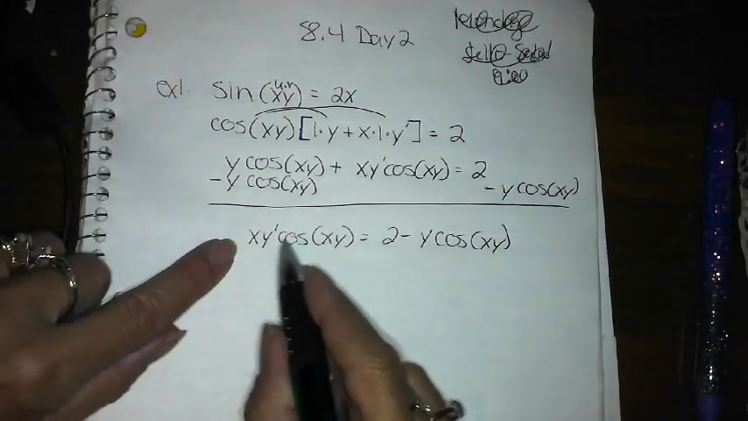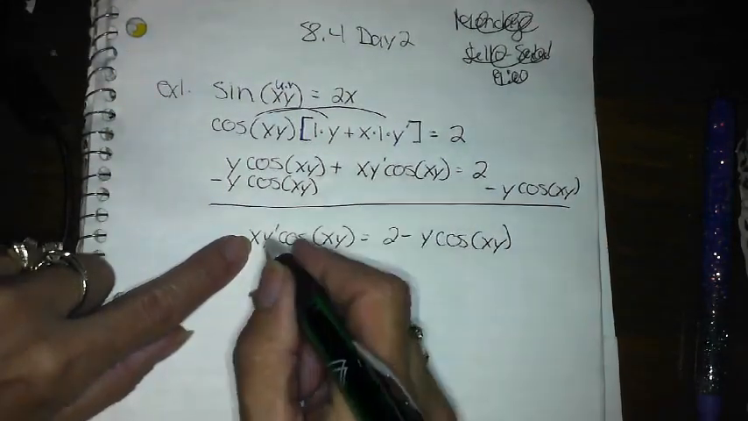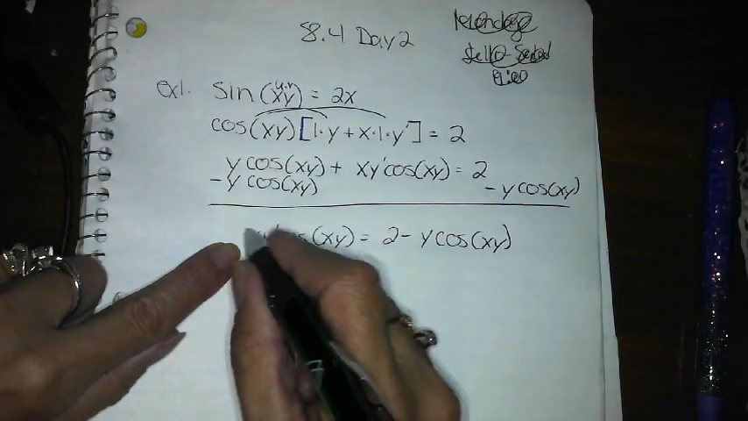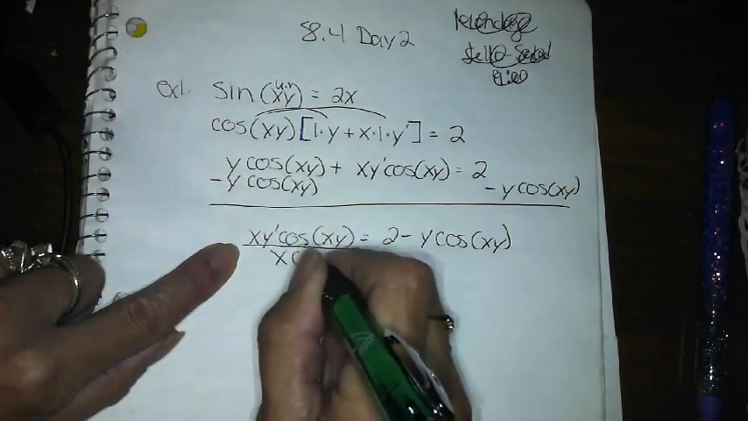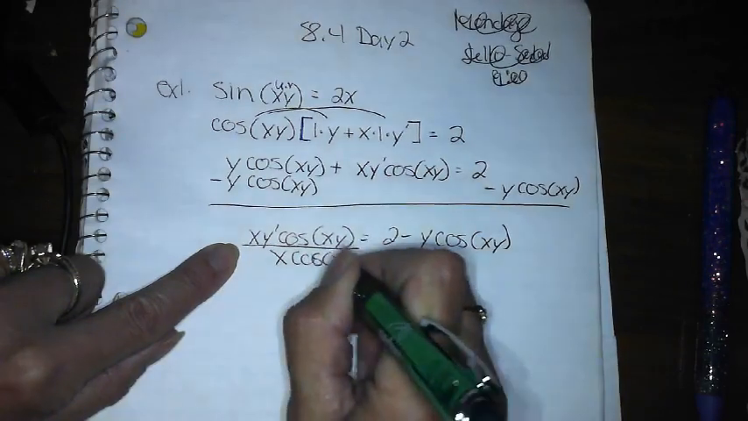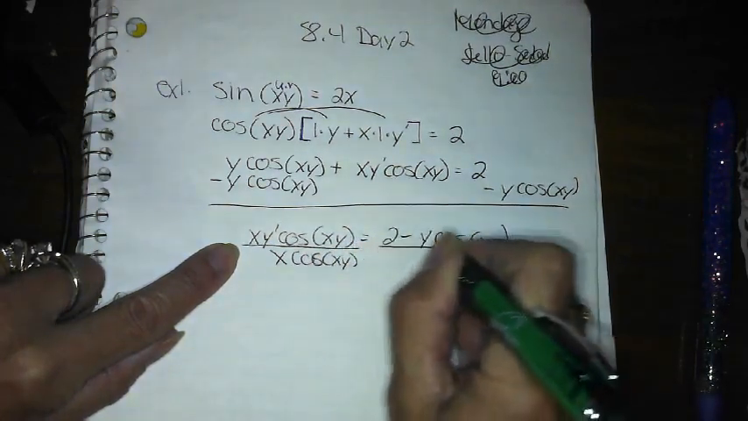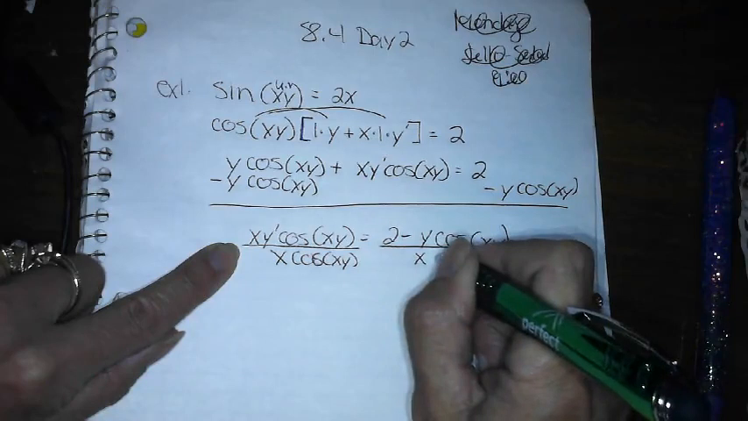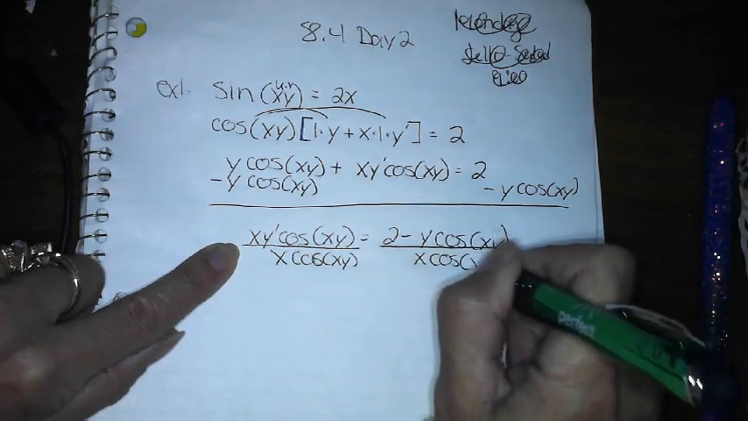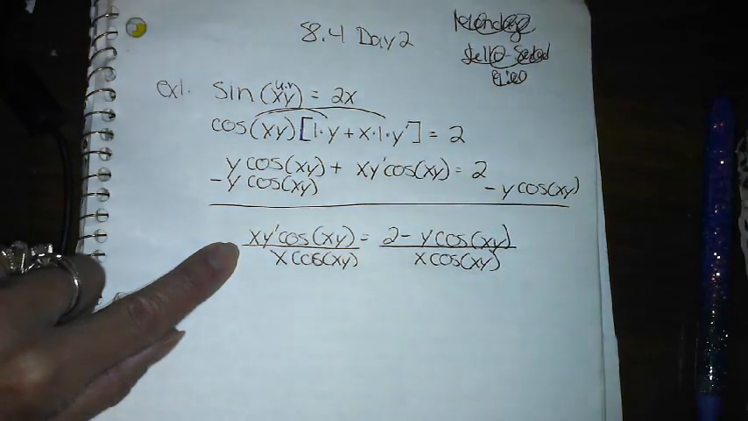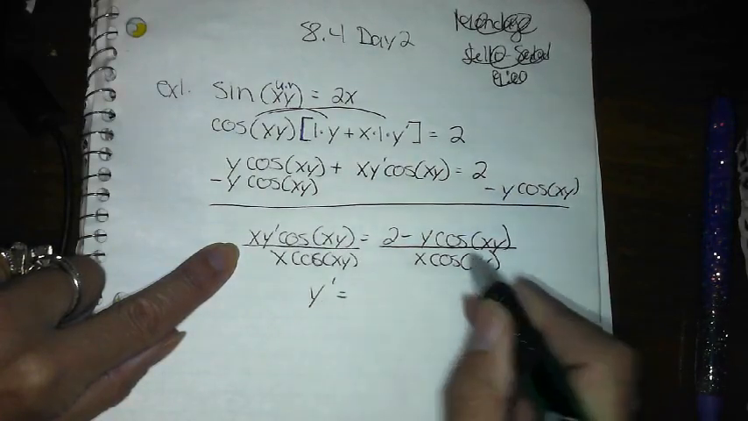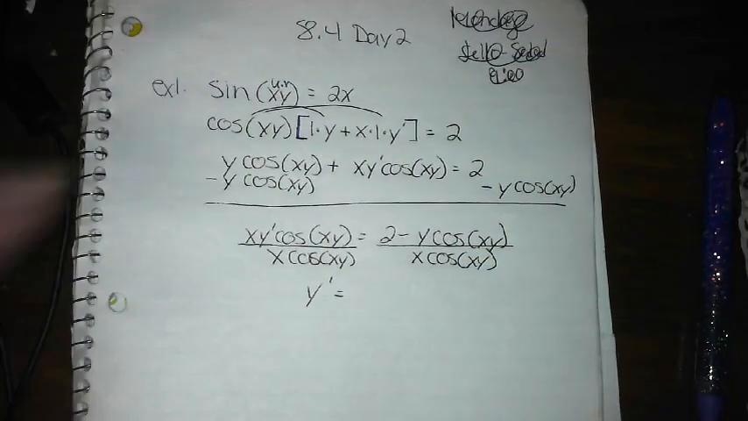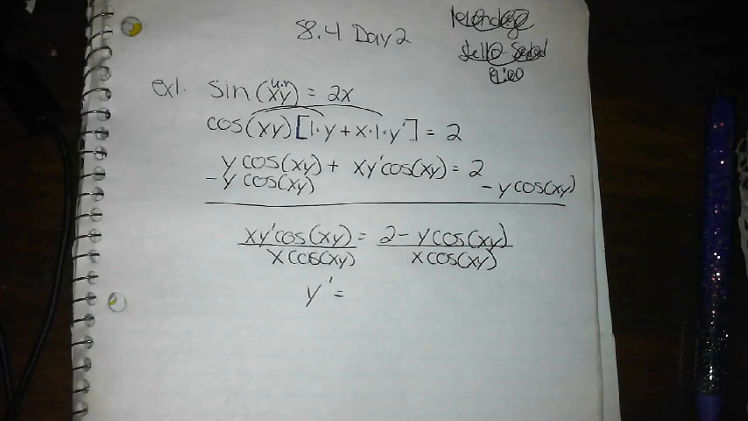Solving for y prime, we just got to divide by these two things. I could have pulled that y prime term in front of this whole thing, but we're just going to divide by x cosine of xy. So there it is. Well, that fraction there, I'm not going to take the time to rewrite it again. Okay, on to number 2.